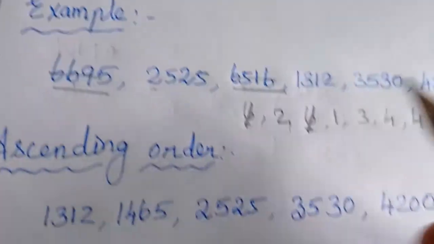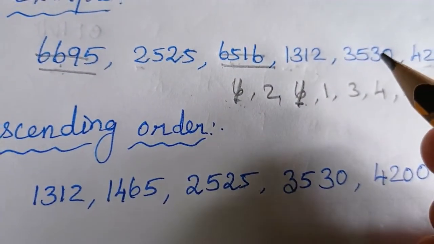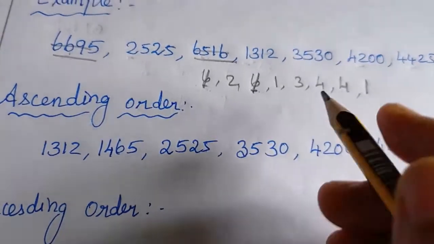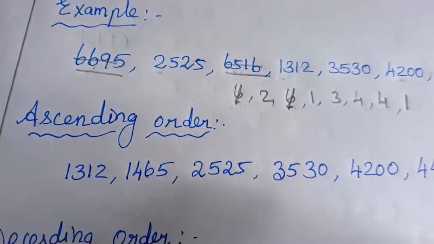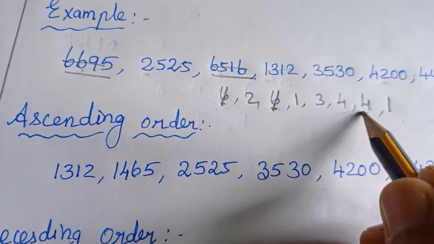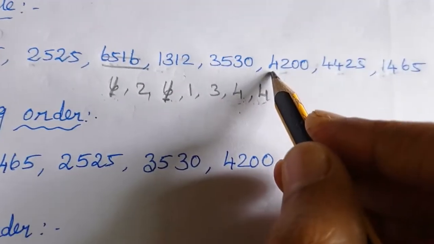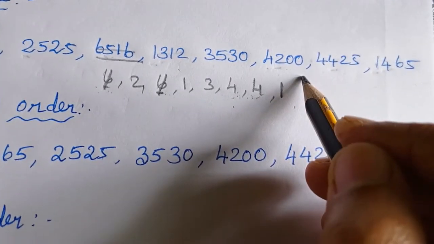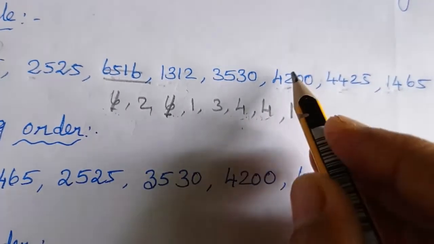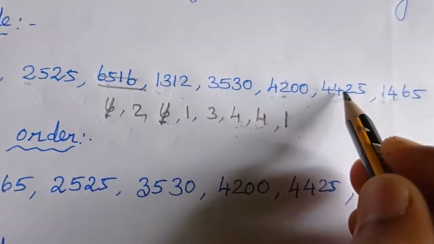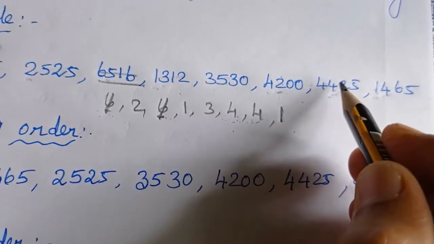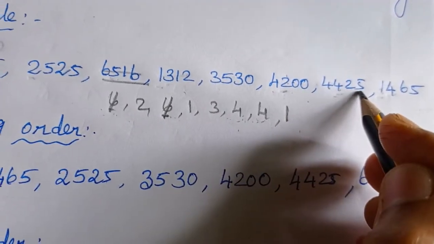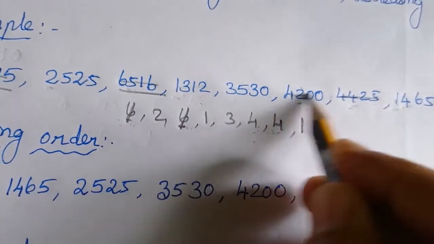So next what do you want to do? Yeah, next greater number. Among these, which one is the next greater number? 4, isn't it? But here also their 1000 place values are 4, that means 4200 and 4425. So what do you want to do next? Check their 100 place values. This number's 100 place value is 2, and this number's 100 place value is 4. Which one is greater? 4425.